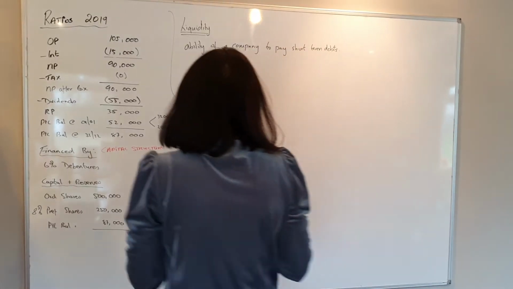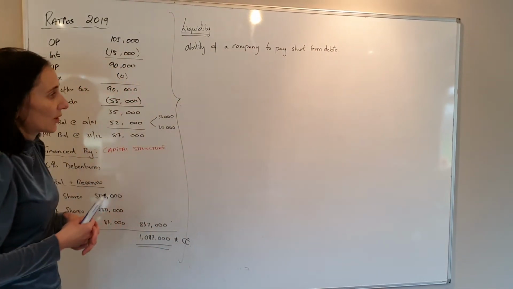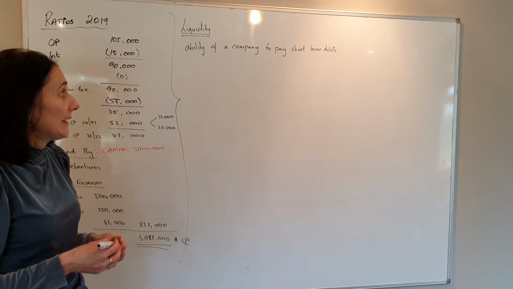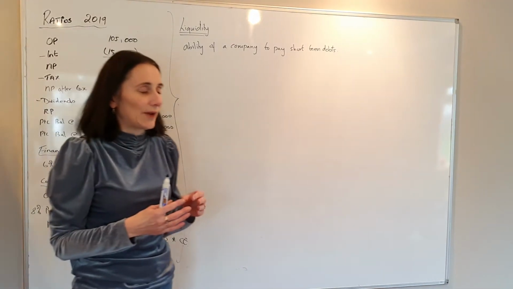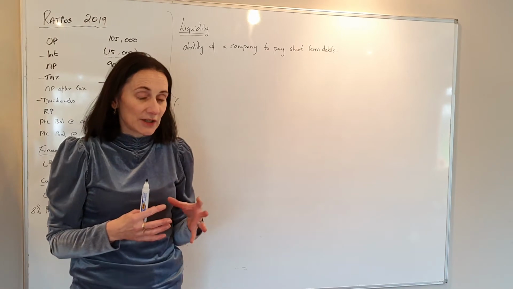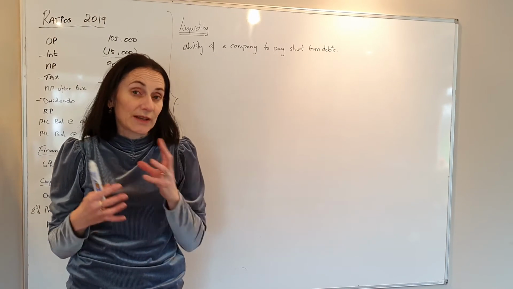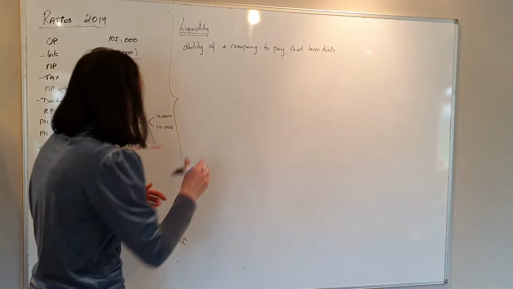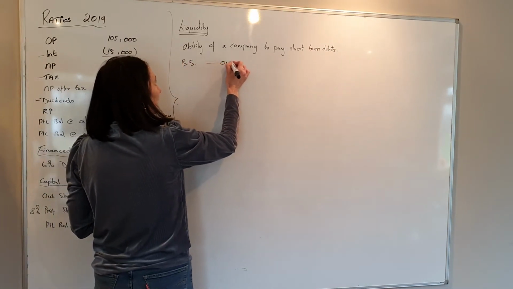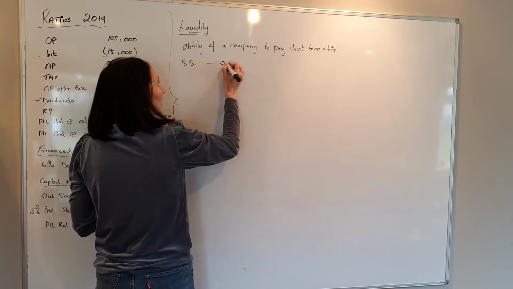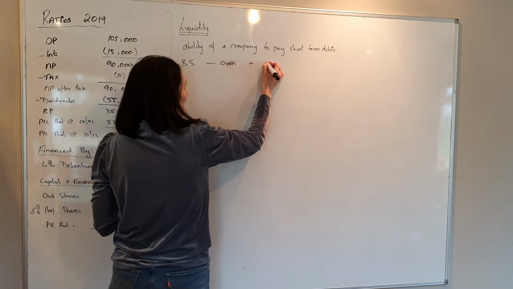Okay, the next section that's always on the exam again is liquidity. And basically liquidity is the ability of the company to pay its short-term debts. Now, if you think of things, your balance sheet is where you put things that you own and things that you owe. So in the balance sheet, we look at things that we own and we look at things that we owe.